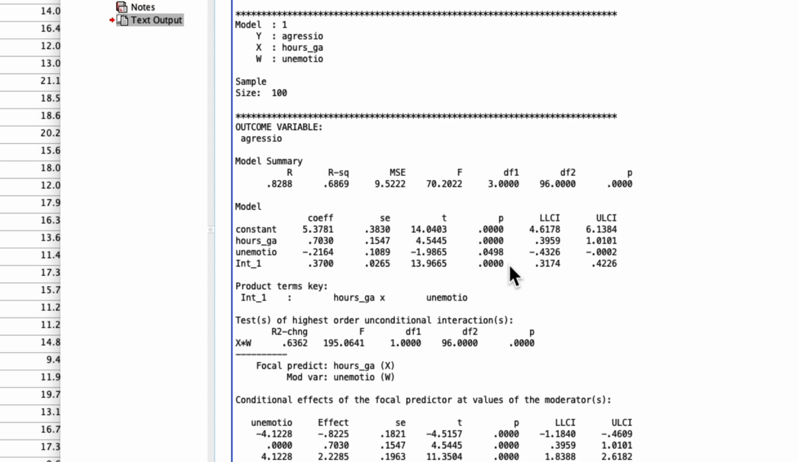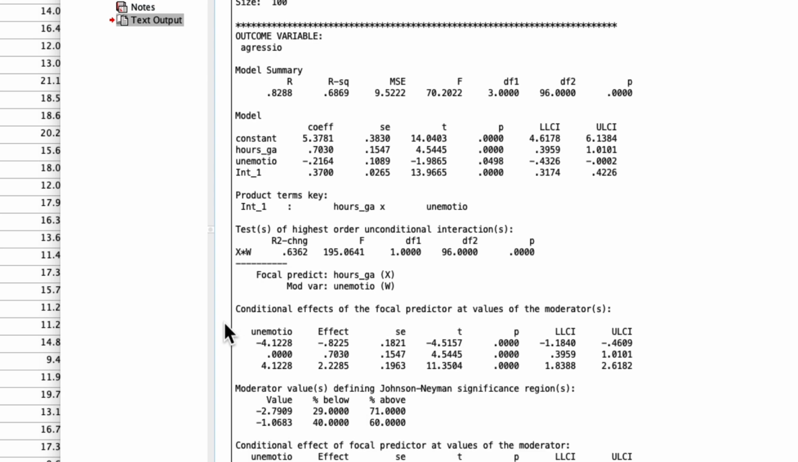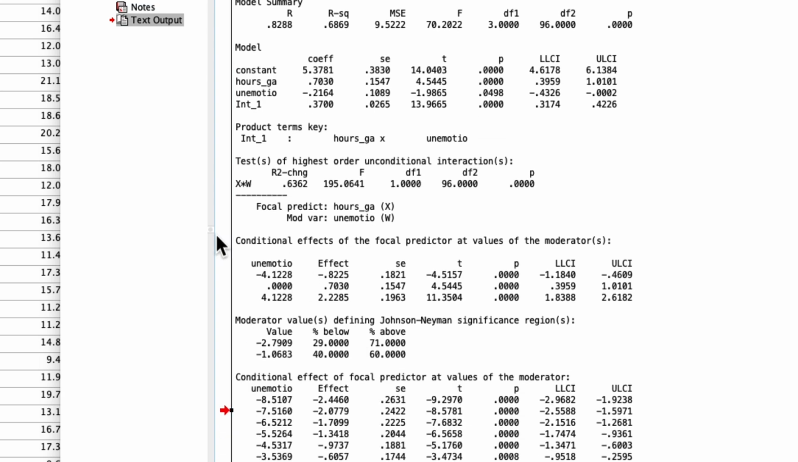We can also see that this one is significant, and this indicates that we need to dig a little bit deeper to find out where the differences are exactly. So if we go down a bit, we can find the conditional effects, and we see that for the three levels that we specified, one standard deviation below the average, on the average, and one standard deviation above the average, we find the beta coefficients at that specific level. Those beta coefficients are tested against a beta coefficient of 0, and we see that for all three these are significant, and we also see the upper and lower bounds for the confidence intervals.